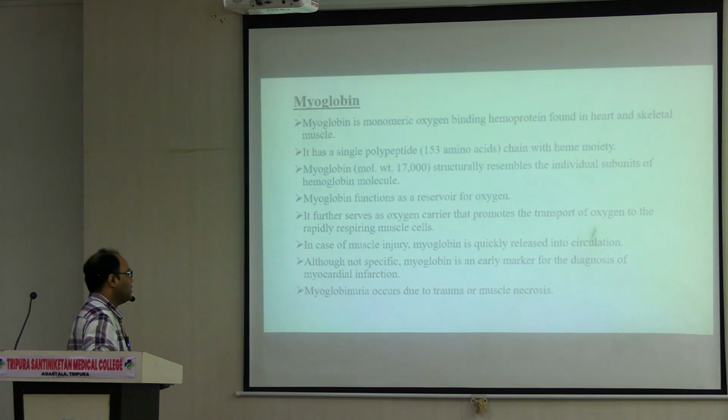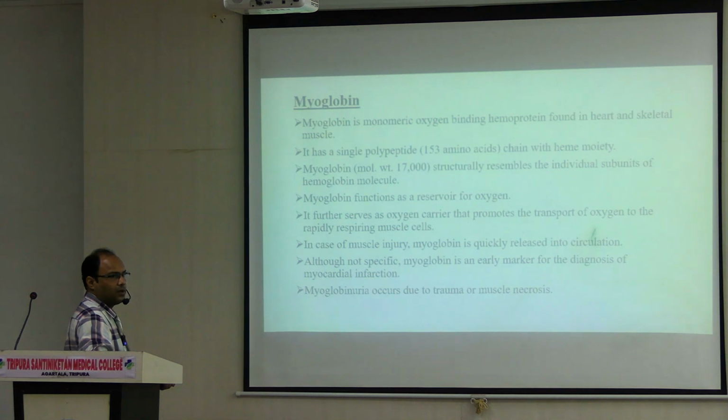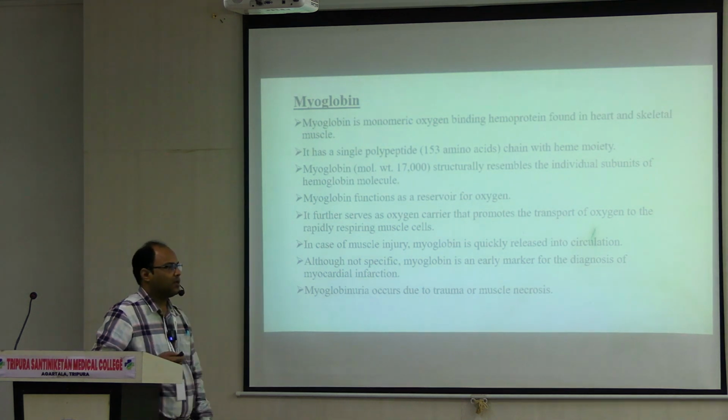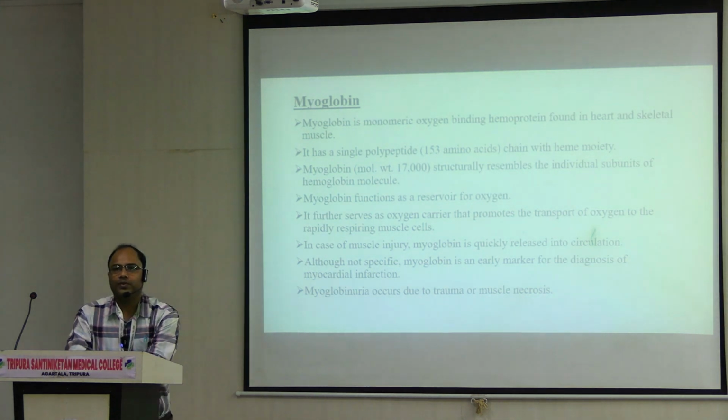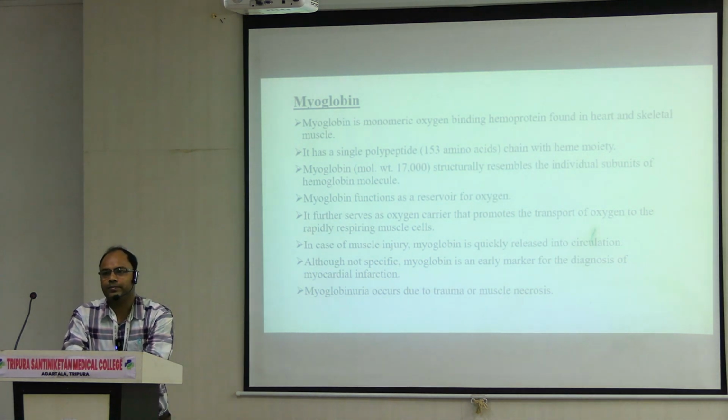In case of injury, muscle injury or cardiac injury, myoglobin comes into circulation. Okay, but it is not specific. Myoglobin is an early marker of diagnosis of myocardial infarction, but this is not specific. Okay, not for cardiac muscle only, it is present also in skeletal muscle. This is the reason it is not specific.